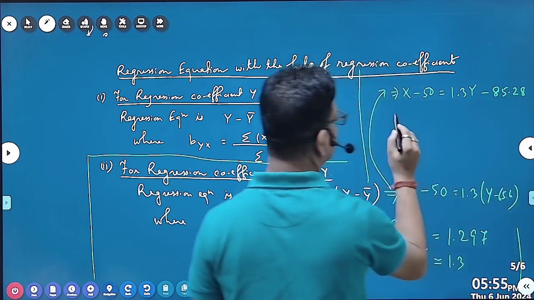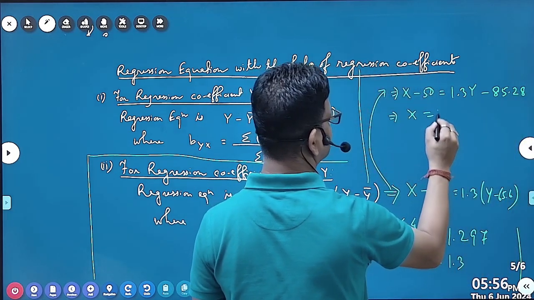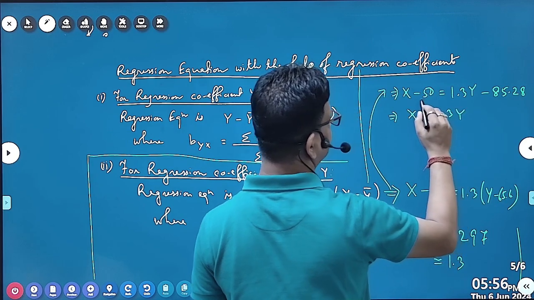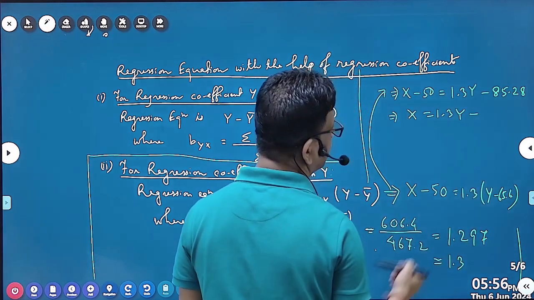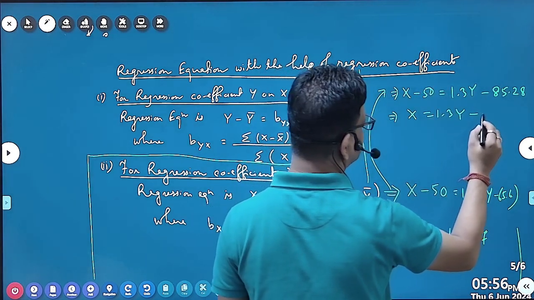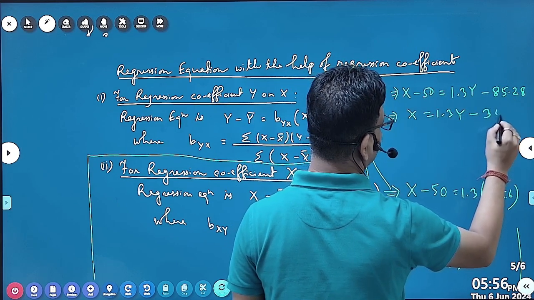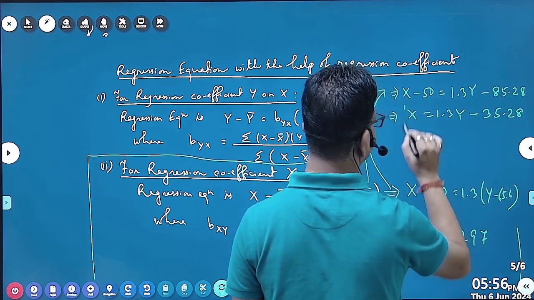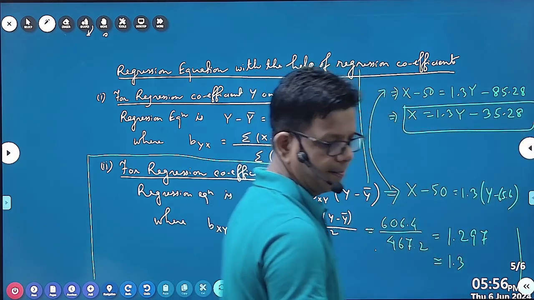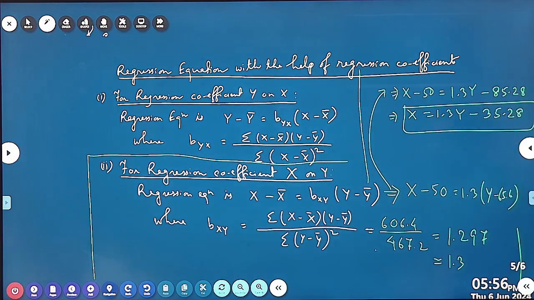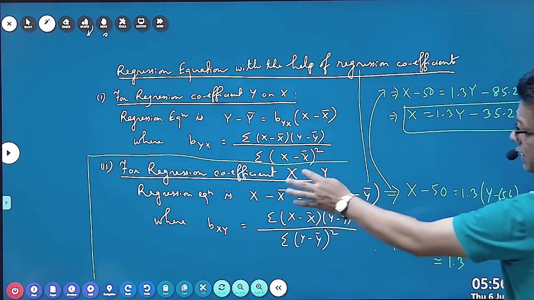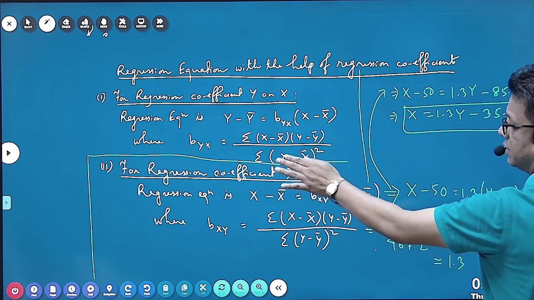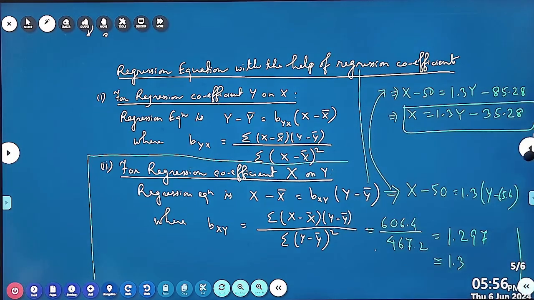Okay. Now x is here. It is 1.3 y. This minus 50, if it is there, then plus 50. So it will be 85.28 minus 50, it will be 35.28. Am I correct? So this is the equation for x on y. Getting it? And the steps are similar. So I think you understood now. When it is x on y, it is y minus y bar. And this is y on x, x minus x bar whole square.